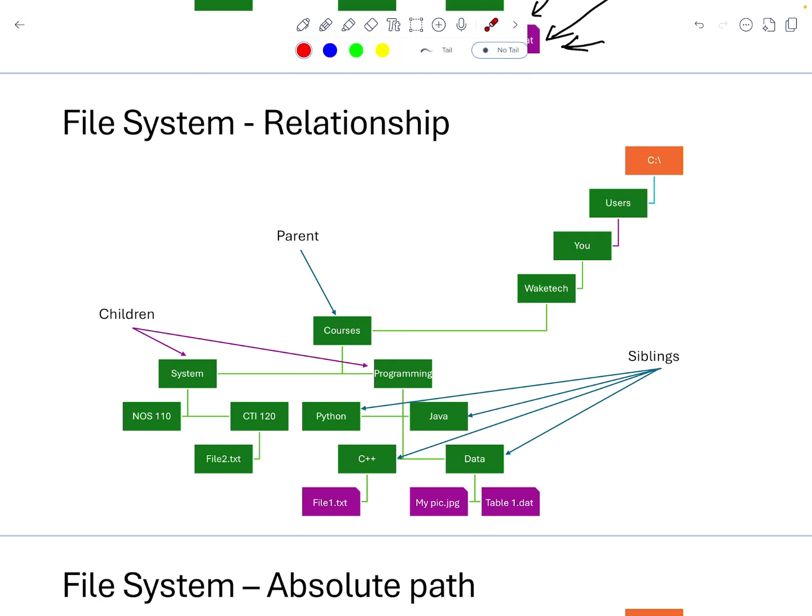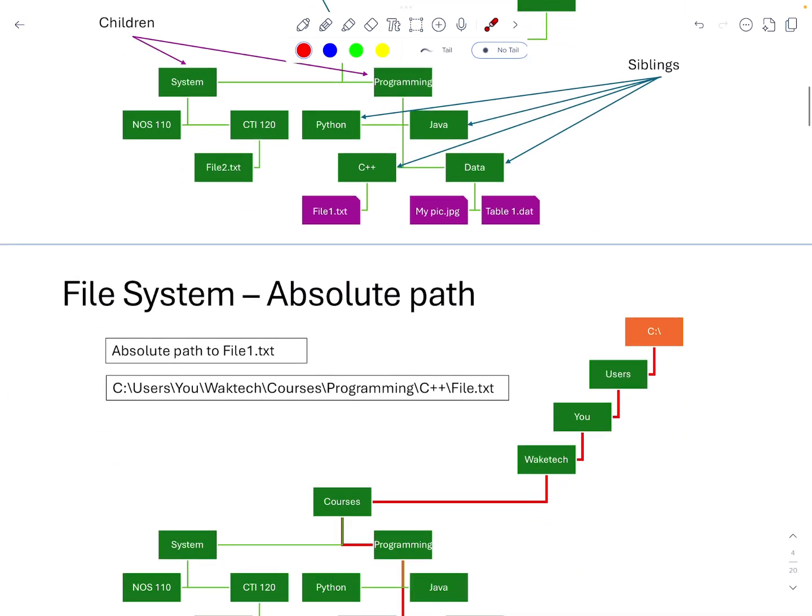Again, I'm reiterating: Python, Java, C++, and data are all siblings, under the programming directory. With that, let's discuss absolute path. An absolute path is a path which remains constant until you modify the file system structure. What do I mean by modifying the file system structure?